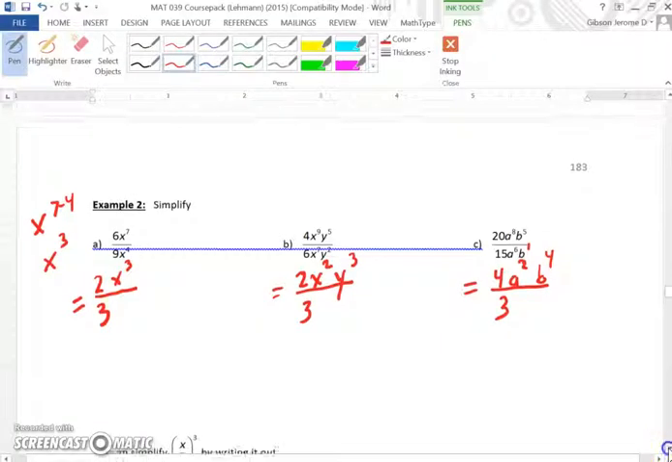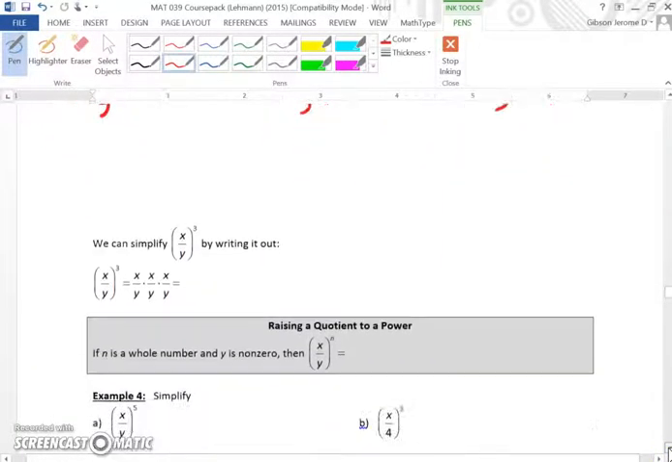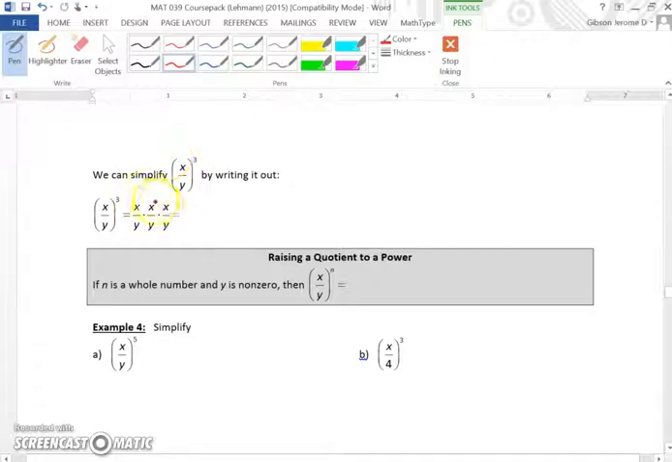Okay, now, we go here to this next example. It says we can simplify x over y in parentheses to the 3rd by writing it out. So what we would have is 3 x's in the numerator, 3 y's in the denominator. And then our final answer would just be x to the 3rd over y to the 3rd.